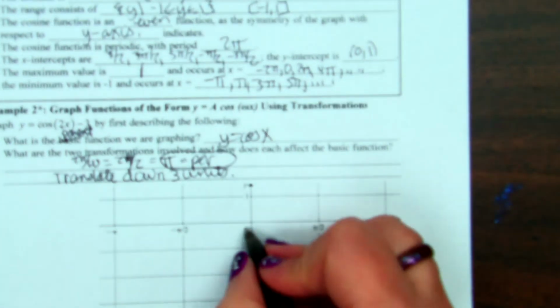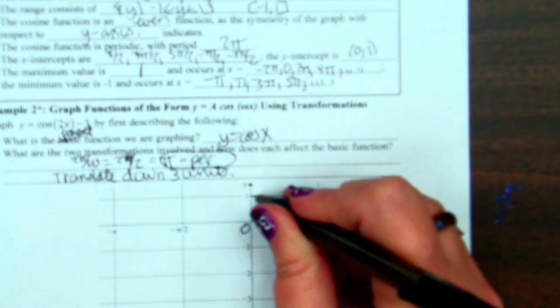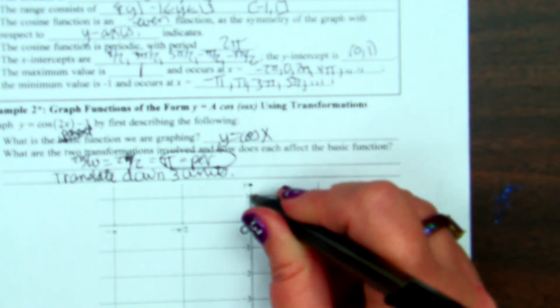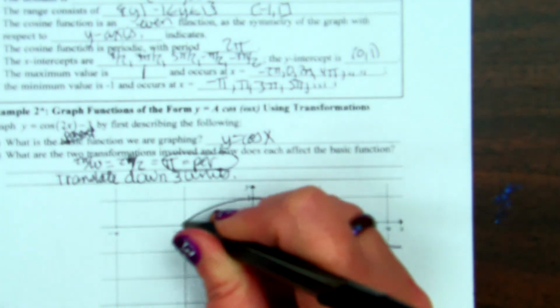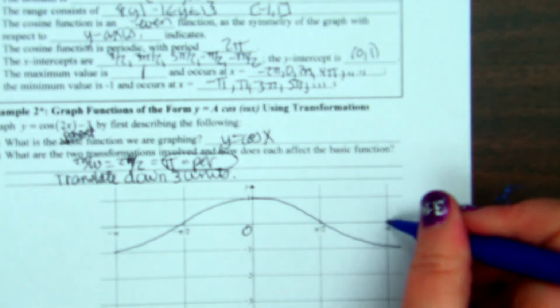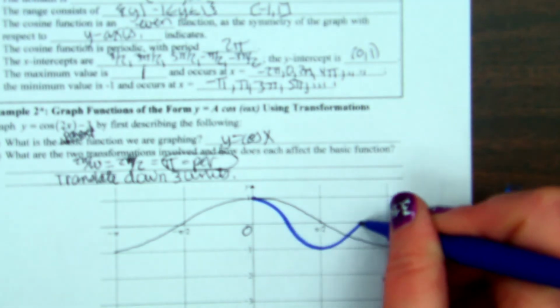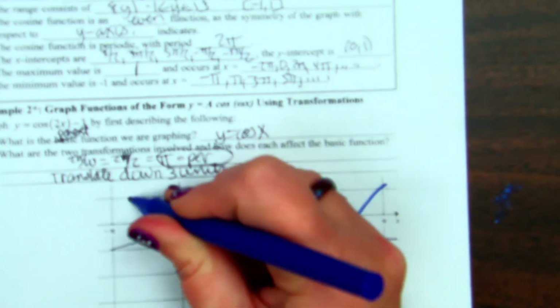So this is 0. We start at 1, 0, and we do our normal cosine graph. Then we change the period to pi, so it's going to complete all the way when it gets to here. So it goes here, here, here, here, and it does it on this side as well.